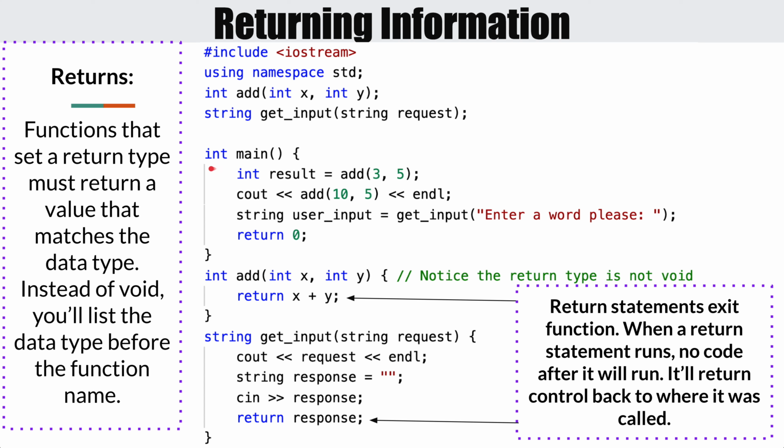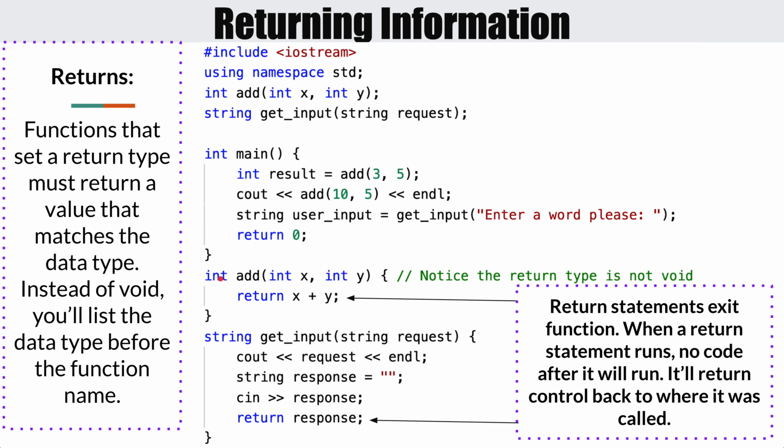Now you've seen this already, right? Instead of void for the main function, we had int, and you always saw a return 0 at the end to let the system know that the program ran successfully. Well, now we're going to be doing that ourselves. So instead of void, you put the return type first, right before the name, and that will be whatever information you're trying to return.